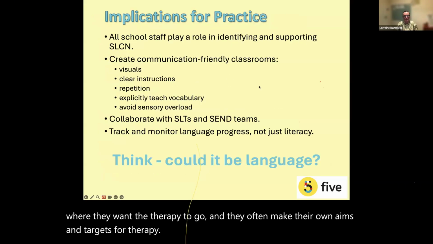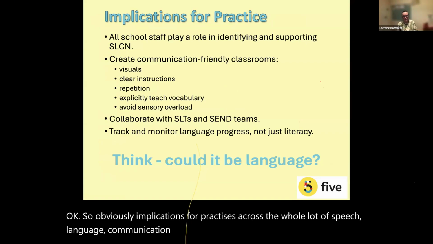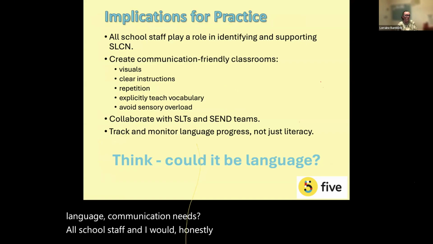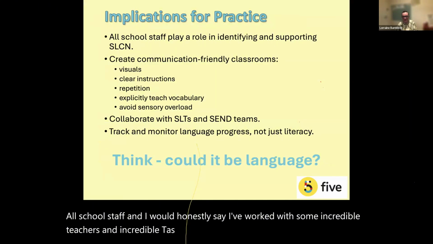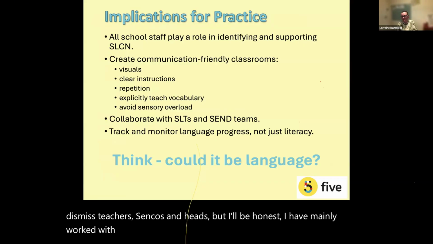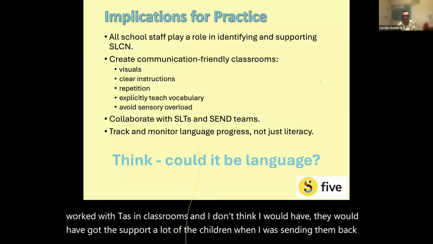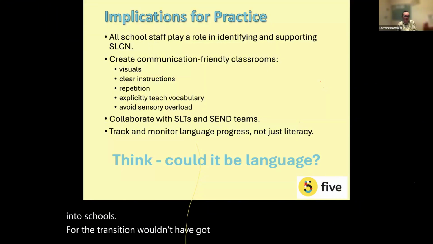Okay, so obviously implications for practice across the whole lot of speech language communication needs, all school staff. And I would honestly say I've worked with some incredible teachers and incredible TAs and fantastic SENCOs and heads, and not to dismiss teachers, SENCOs and heads, but I'll be honest, I have mainly worked with TAs in classrooms, and I don't think they would have got the support. A lot of the children, when I was sending them back into schools for the transition, wouldn't have got the support without those incredible TAs.